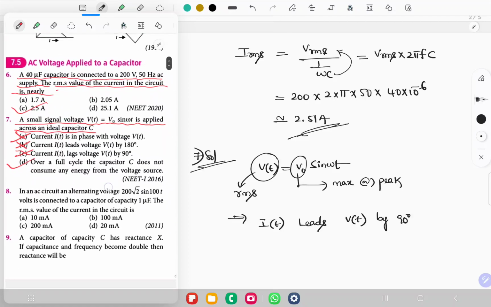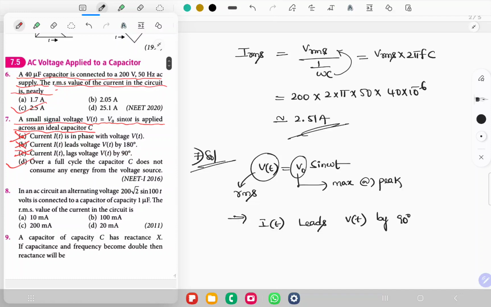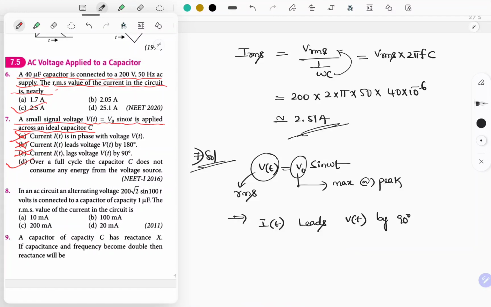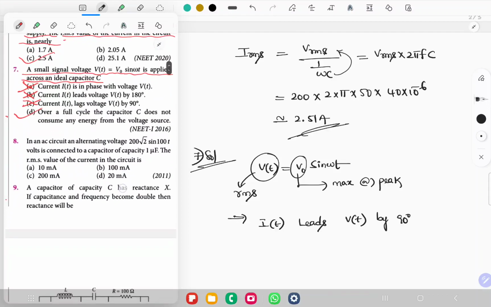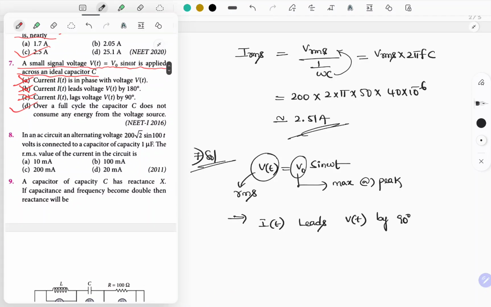Let me read it out. Over a full cycle, the capacitor does not consume any energy from the voltage source. Yes, for the first half cycle it stores, and in the next half cycle it releases. That's all. That's the purpose of a capacitor, right? Okay, let's move on to the next one.